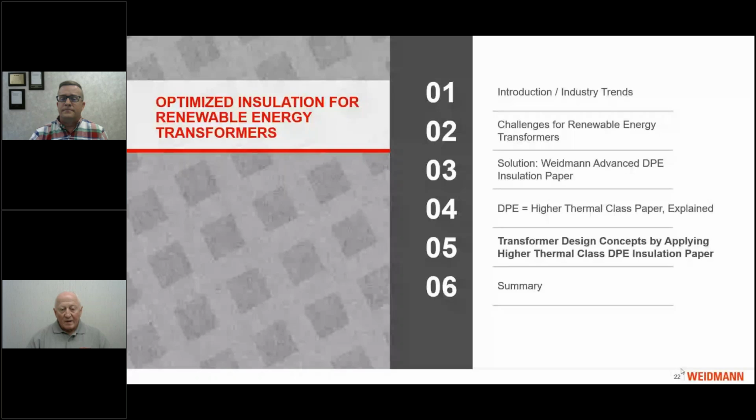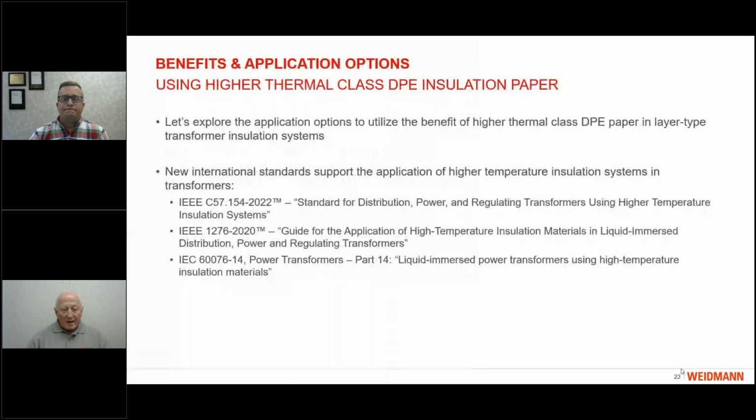Okay, thank you, Kevin. So I think we can go to the next slide, please. Yeah, so after we introduce the specific features and some advantages of the enhanced insulating paper that we call DPE, let's explore the application options, how we can utilize this benefit of higher thermal class of DPE paper in layer type transformer insulation systems.